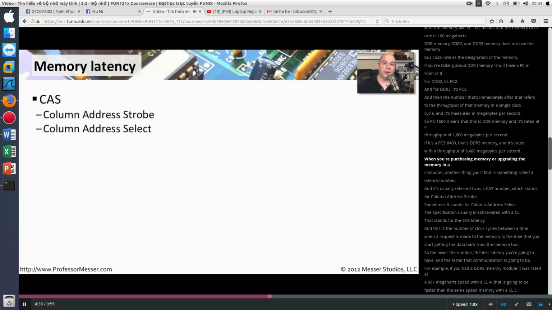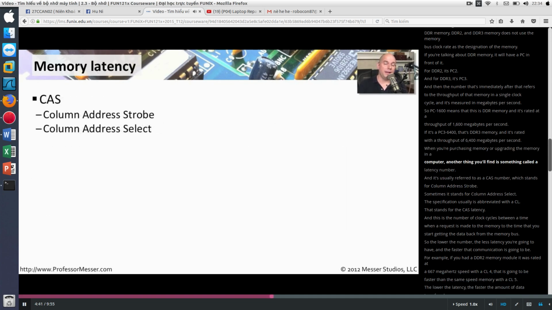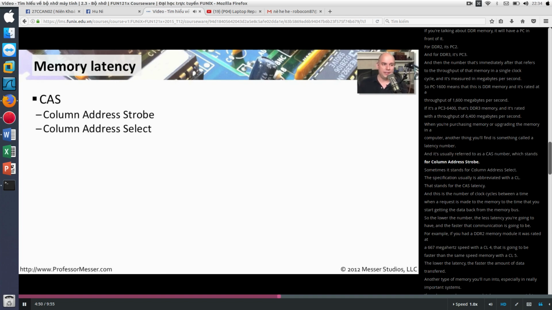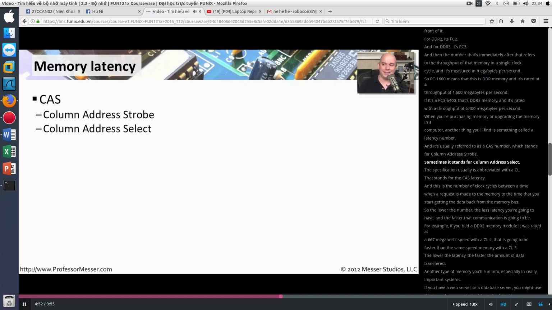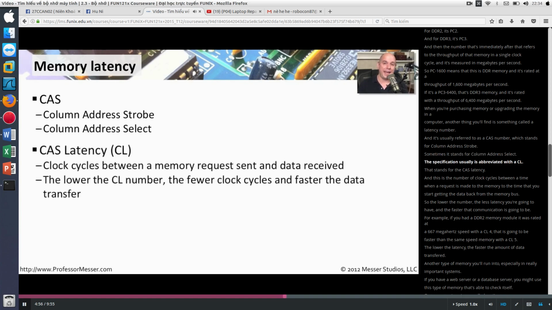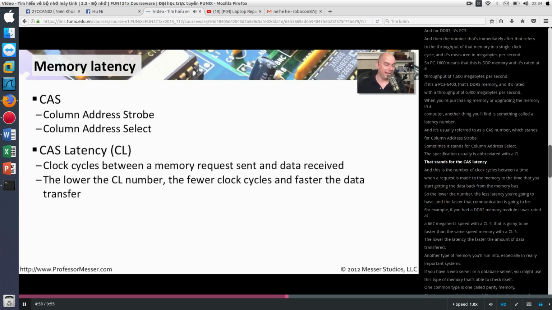When you're purchasing memory or upgrading the memory in a computer, another thing you'll find is something called a latency number, and it's usually referred to as a CAS number, which stands for column address strobe. Sometimes it stands for column address select. The specification usually is abbreviated with a CL. That stands for the cache latency.